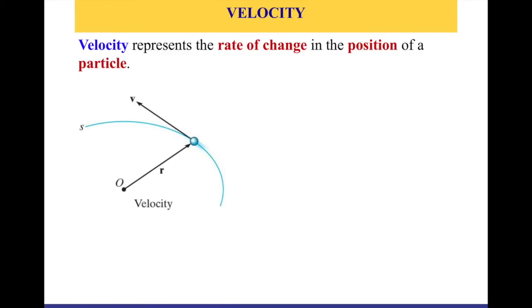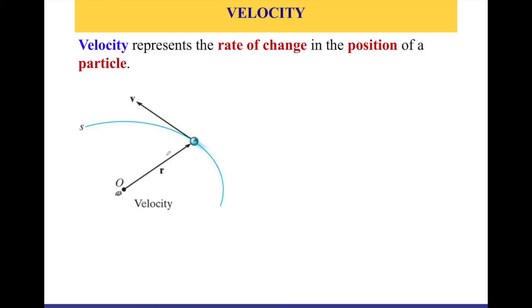If you have a particle that is moving on a curved path, we said in the previous video that we need to identify a reference point. And from that reference point, we need to identify the point where the particle is at a specific time on the position function, the curve of the line, the path that the particle is following. That's going to give us the position vector r.